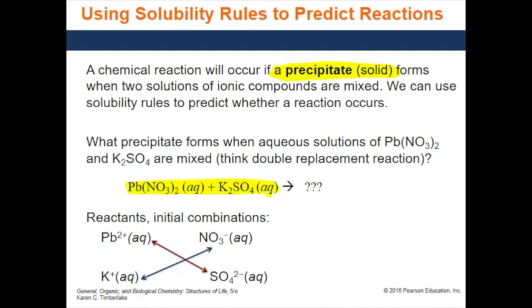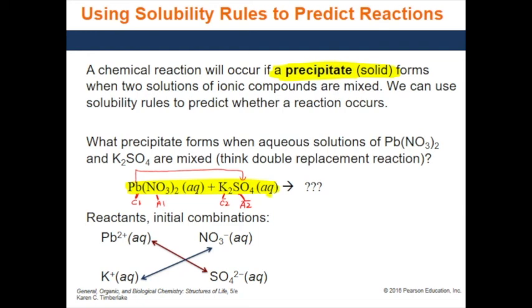Okay, this is an example of double displacement where lead is going to now form a compound with sulfate. So this is composed of two ions, lead and nitrate. And this is composed of potassium and sulfate. So this is our cation, this is the anion. This is the cation here, this is anion. So cation 1, anion 1. This is cation 2, anion 2.